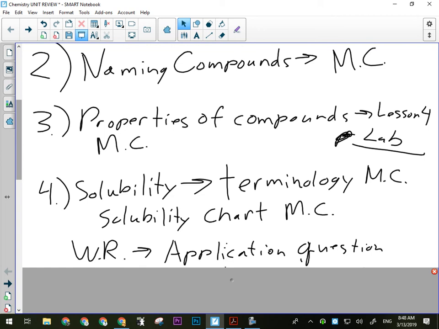To understand how does solubility work? How do I use my solubility chart? Things like that.